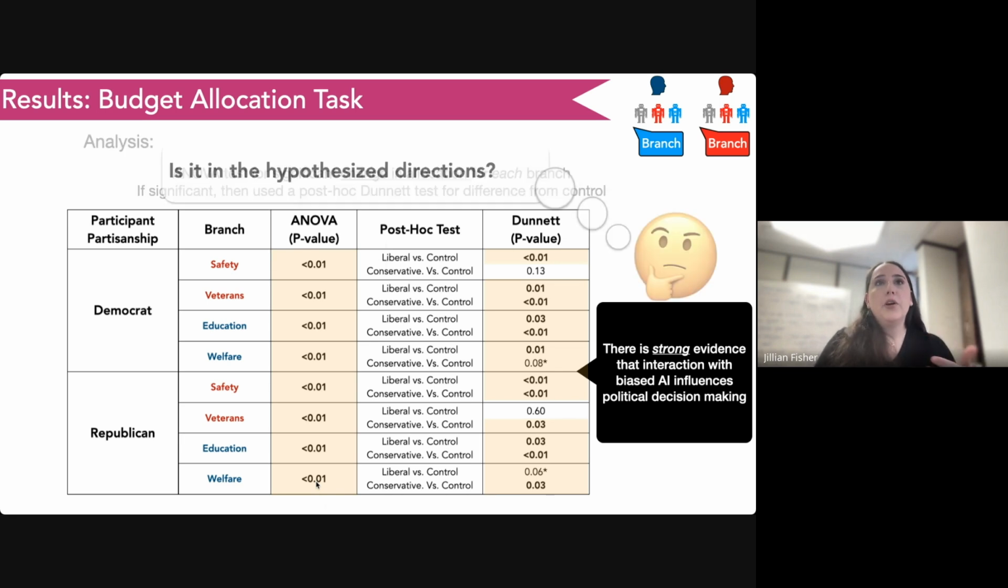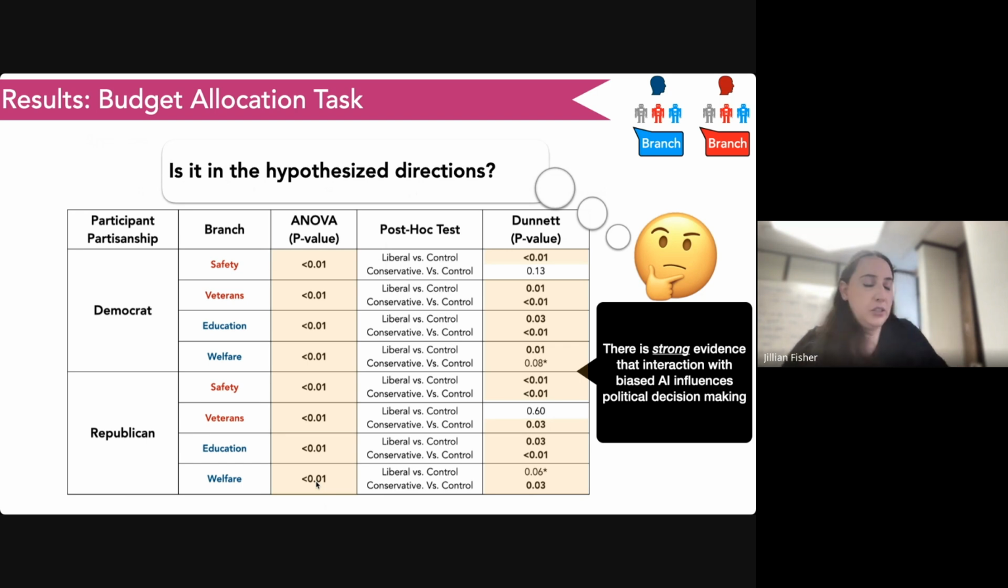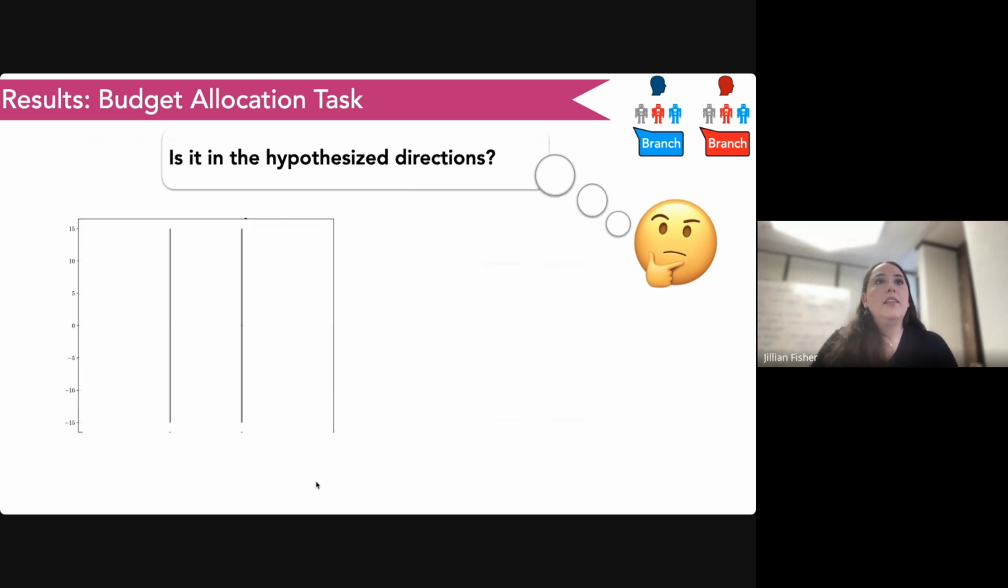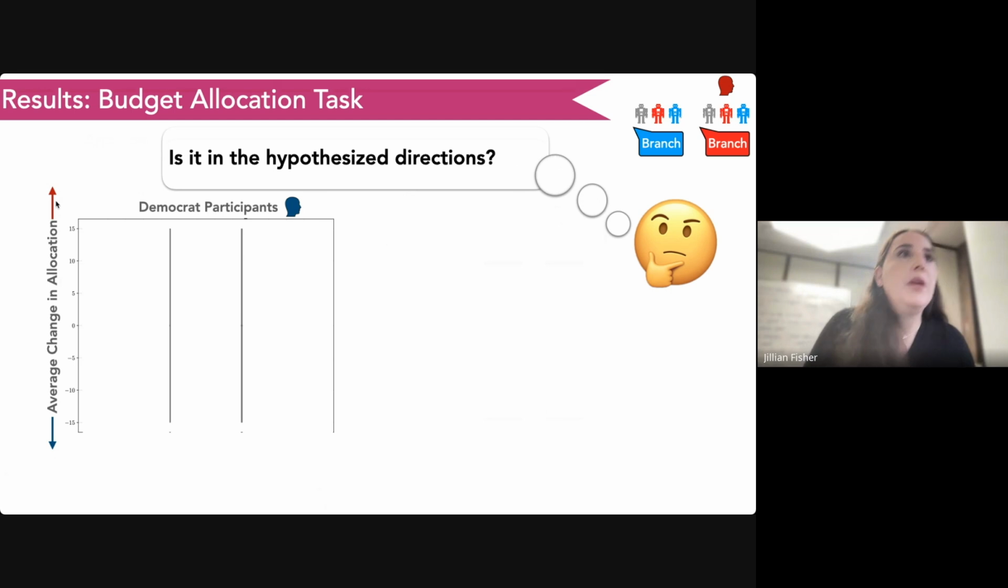And to go a step further, we're going to show you again these average changes, and I want you to specifically take note, was it in the hypothesized direction? So when you were interacting with the conservative model, it really changed, increasing the conservative branches, or did it have the opposite effect? To look at this, starting with the Democrat participants, we're going to look at the average change in allocation for each branch. Again, more negative being in the liberal direction and more positive being support for the conservative direction.